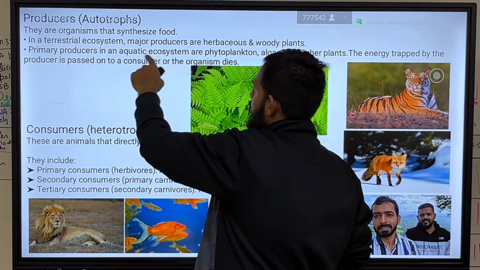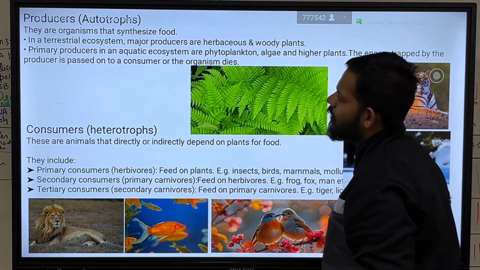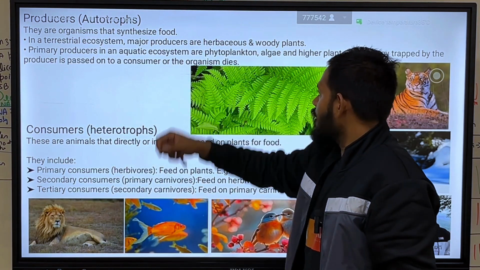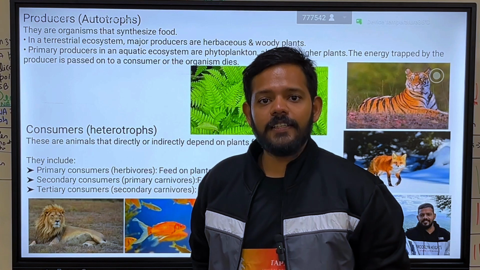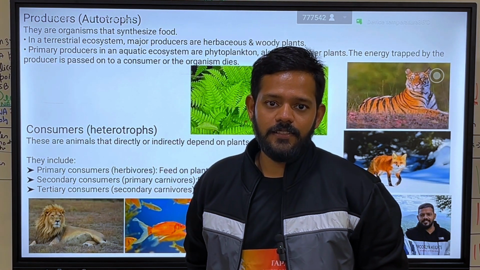Primary producers in an ecosystem are phytoplanktons, algae and higher plants. The energy trapped by the producer is passed to the consumer. The consumer or the organism dies. See, the energy which is produced by your plant is transferred to the consumer, and the consumer eats that and takes that energy.